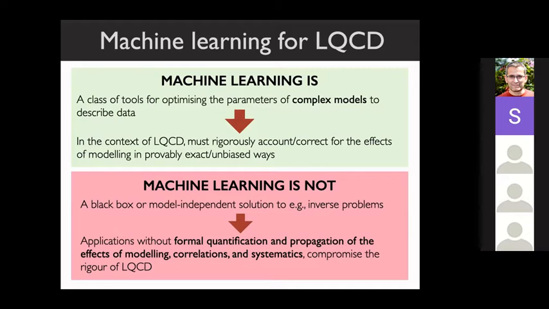So right now is a very challenging time for the lattice field theory community in the context of machine learning, because there are many efforts to try to apply machine learning with very different levels of sophistication. And without a fairly deep understanding of what's happening, it can be hard to tell whether all of these details, formal quantification and propagation of the effects of any modeling, are taken into account fully and rigorously.